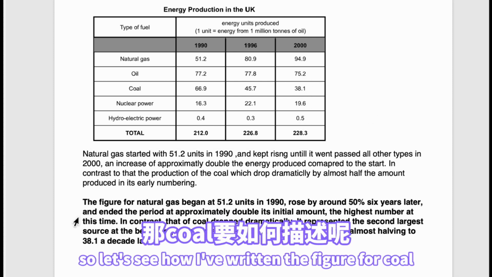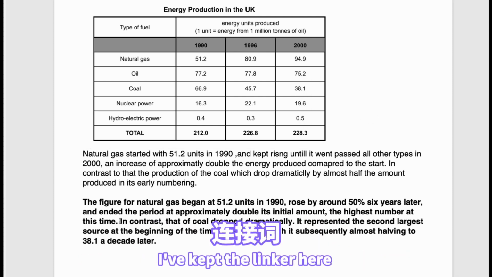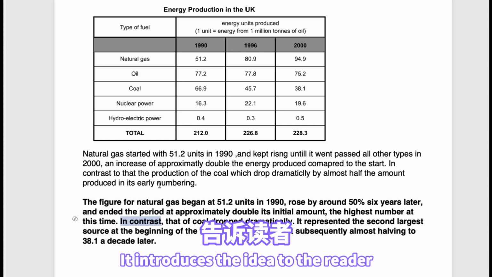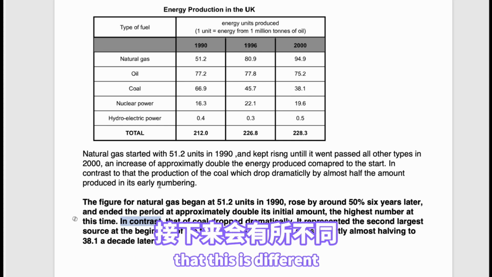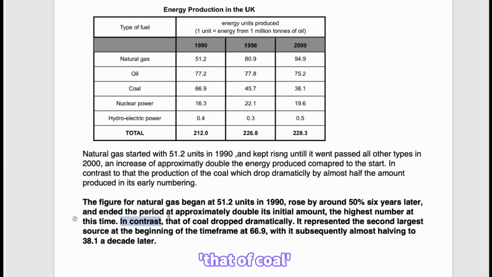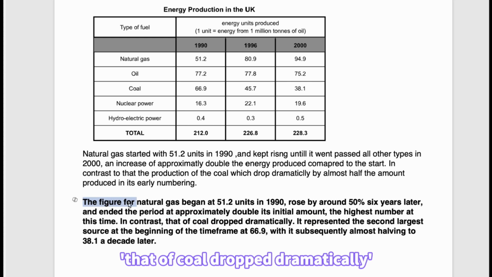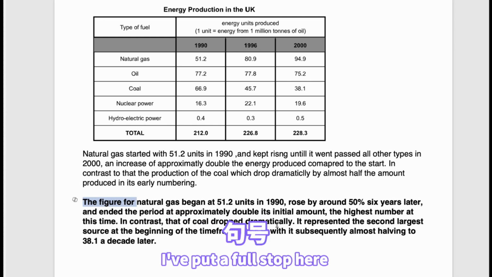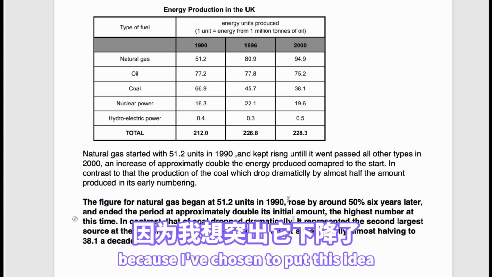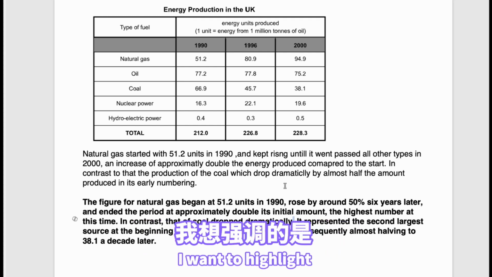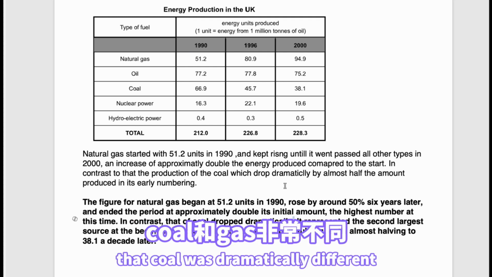So let's see how I've written the figure for coal. I've kept the linker here in contrast, which is really good. It introduces the idea to the reader that this is different. And I've said that of coal. That of refers back to the figure for. That of coal dropped dramatically. I've put a full stop here because I've chosen to put this idea in its own sentence to highlight it. I want to highlight that coal was dramatically different.